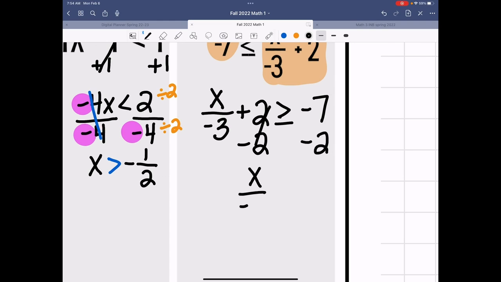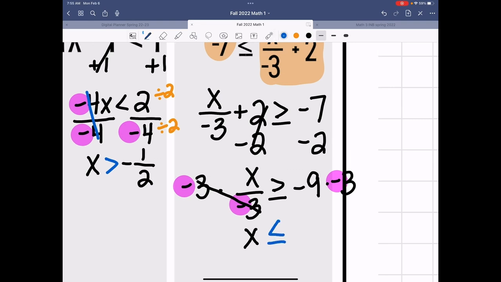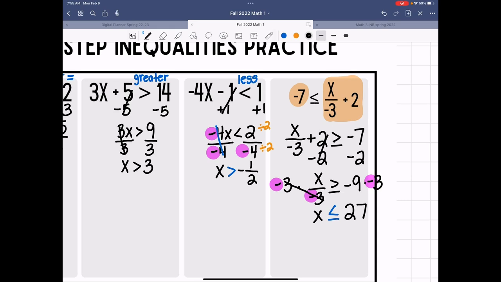So x over -3 is greater than or equal to -9. However, I'm dividing by -3. So what's going to wind up happening is I'm going to multiply by negative 3. And since I'm multiplying by this negative, I'm going to need to flip my inequality sign. So x is less than or equal to, and we have negative 9 times negative 3 is going to be positive 27. So remember, when you multiply or divide by a negative number, you need to flip the sign.